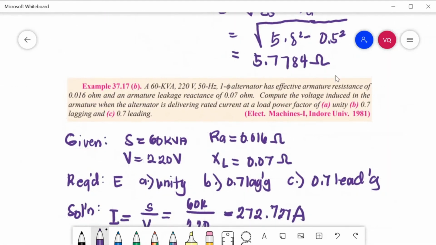Example number 2: a 60 kVA, 220 volts, 50 Hz, single phase alternator has an effective armature resistance of 0.016 ohm and an armature leakage reactance of 0.07 ohm. Compute the voltage induced in the armature when the alternator is delivering rated current at a load power factor of unity, 0.7 lagging and 0.7 leading. So we will compute the induced EMF or the E.